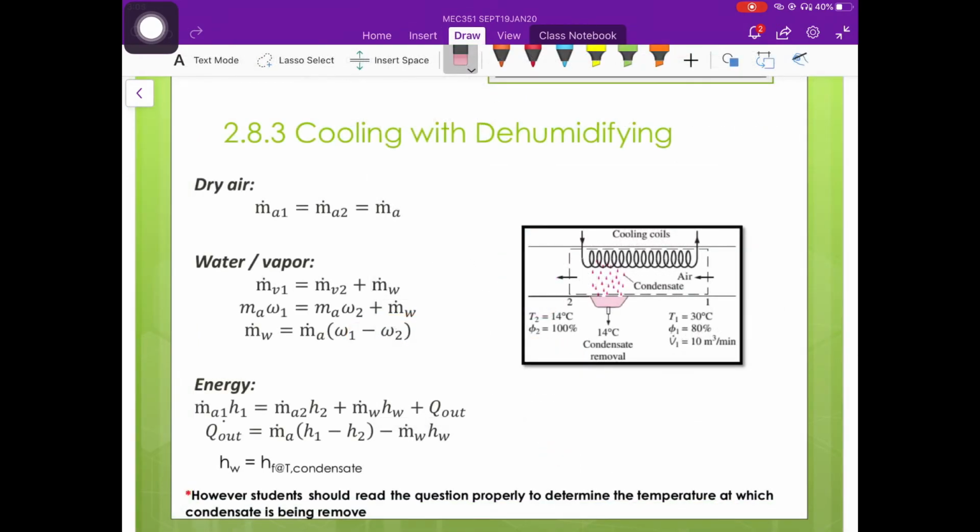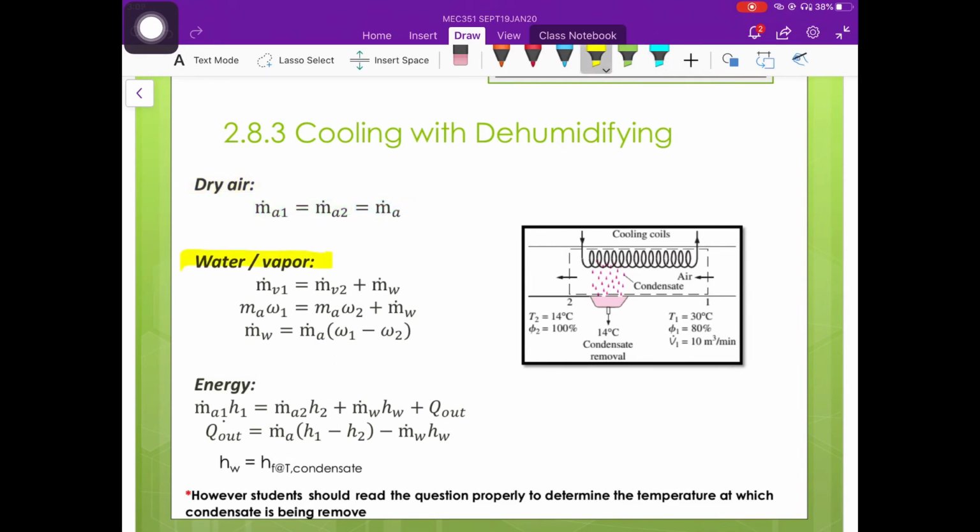Next, we are going to perform the mass balance and energy balance analysis. For the mass balance of the dry air, the mass flow rate of the dry air at the inlet is equal to the mass flow rate of the dry air at the outlet. Thus, we can denote it as m.a.